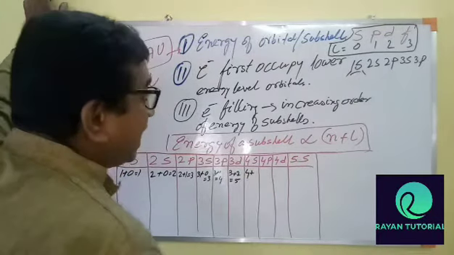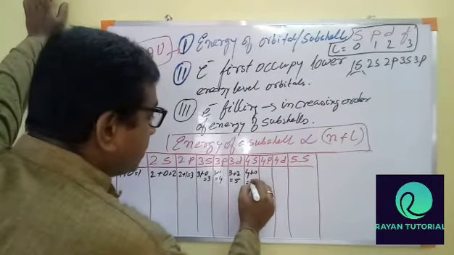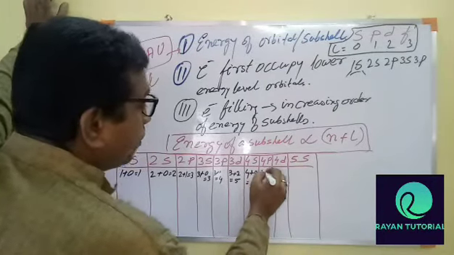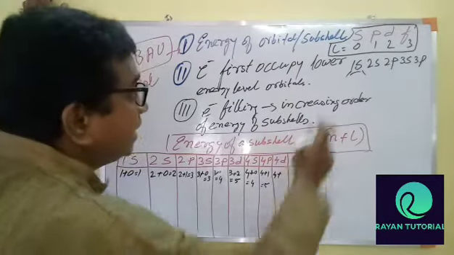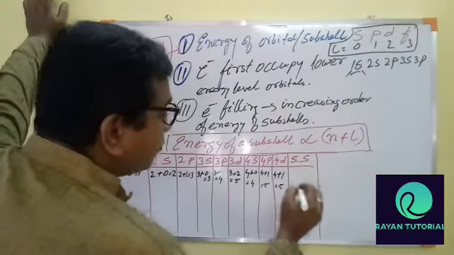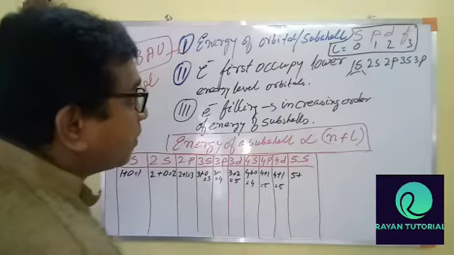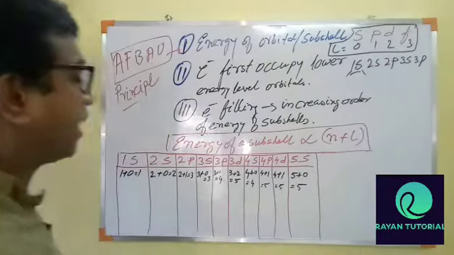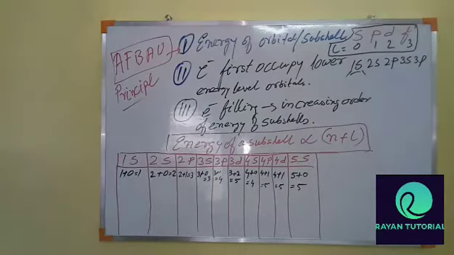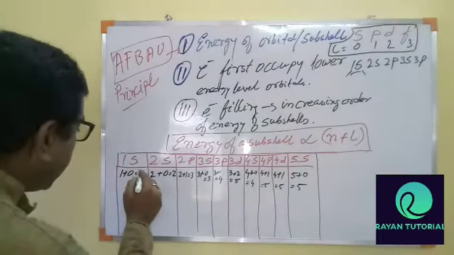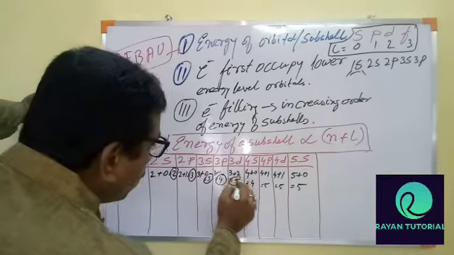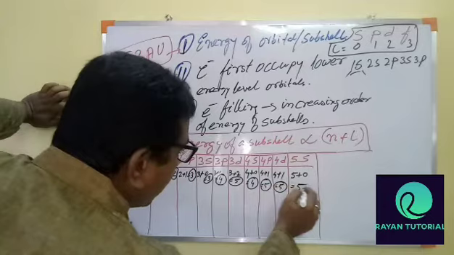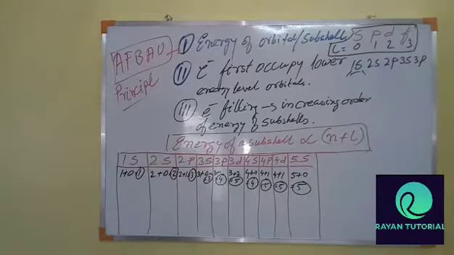Then 4 plus S, S is 0, so it becomes 4. Then 4 plus P is 1, so it becomes 5. Then 4 plus D, D equals 2, so it becomes 6. Then 5 plus S becomes 5. Now see, here is 1, here is 2, here is 3, here is 3, 4, 5, 4, 5, 6, 5. Clear? Okay.